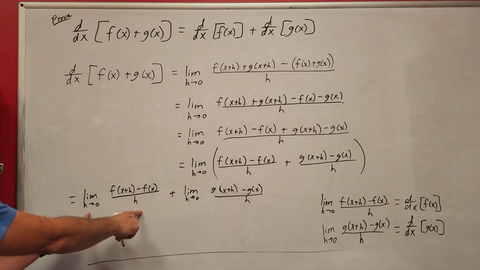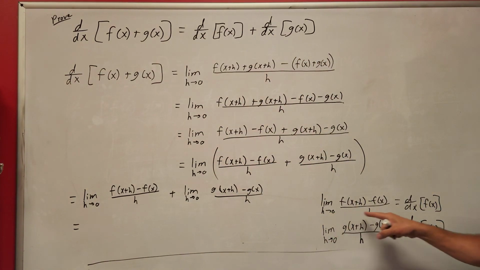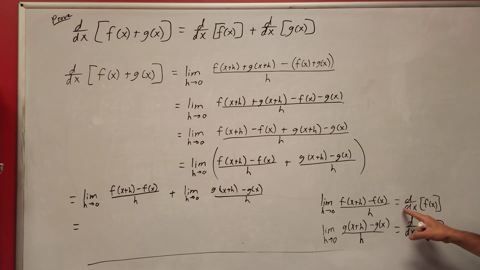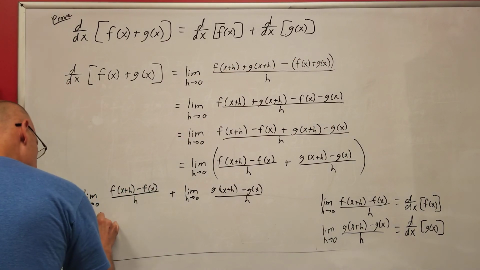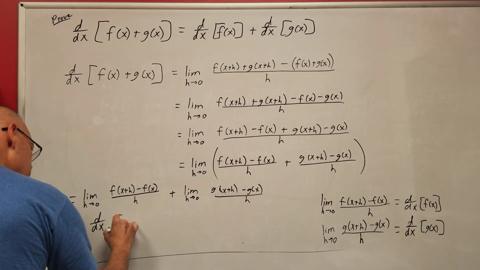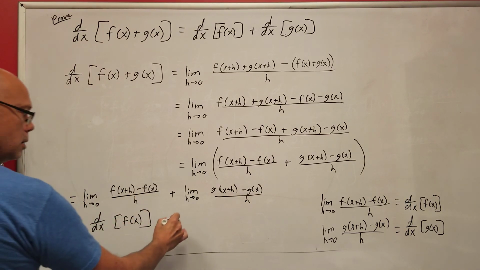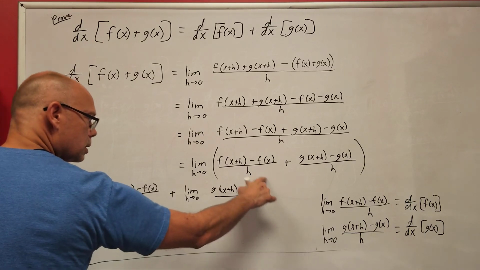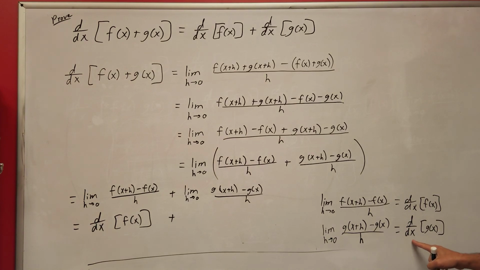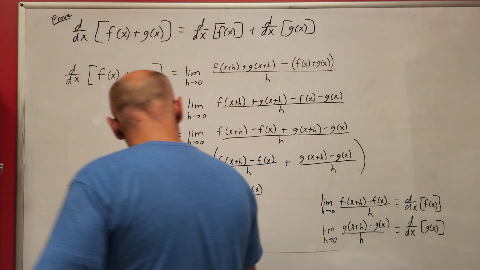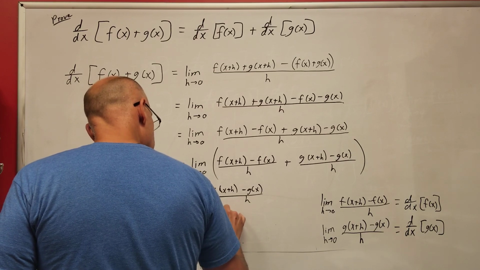This part right here looks familiar. To me, it looks like that part right there, right? So what can we say that's equal to? d over dx of f of x. That's what all this part is. Plus, what does this part look like? That part looks like this, which we said was d over dx of g of x.